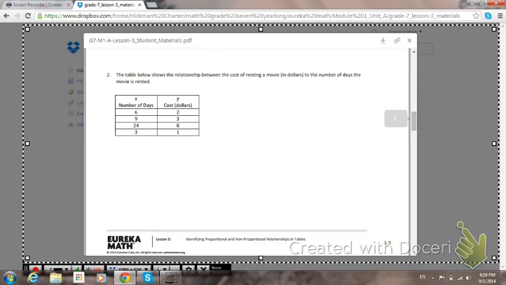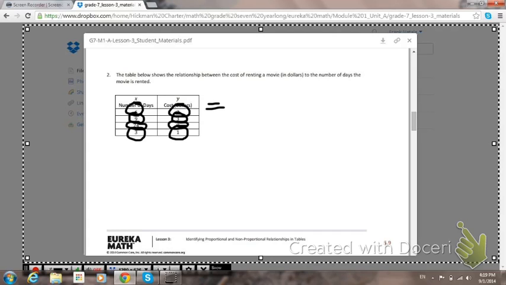Okay, here's another one that's similar, and we don't need a lot of time on this one either. The table below shows the relationship between the cost of renting a movie in dollars and the number of days the movie is rented. It's pretty straightforward. 6 days, $2. What's our multiplier here? Number of days, 6, the cost, $2. Figure that one out. Then we have 9 days, $3. 24 days, $8. 3 days, $1.